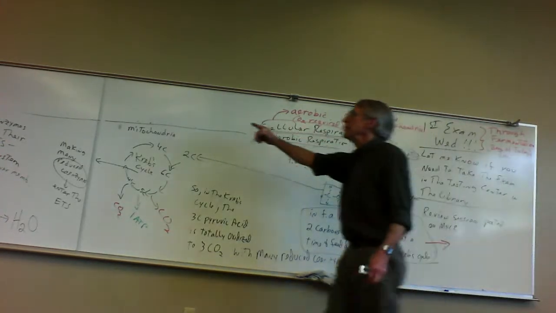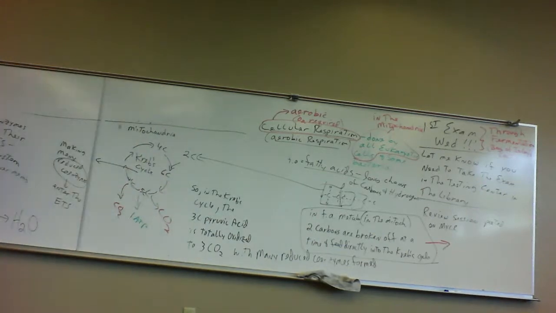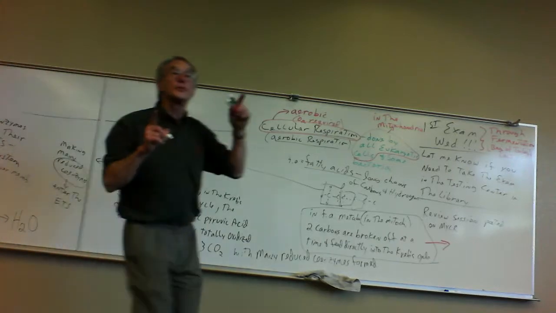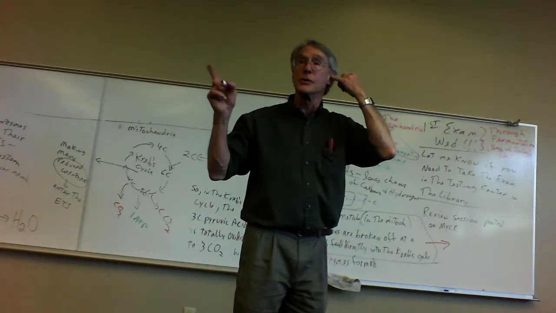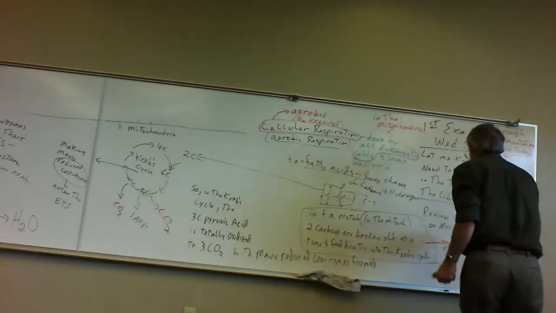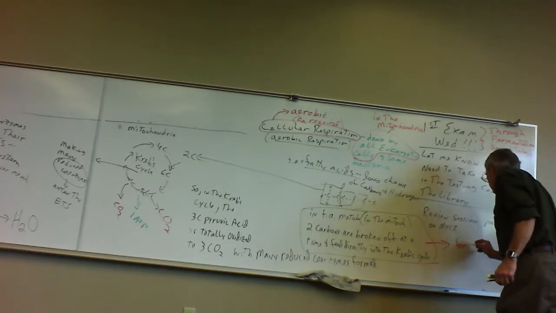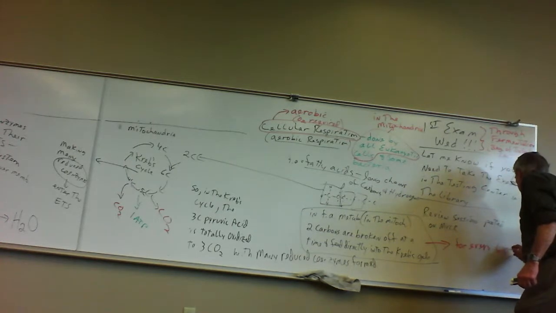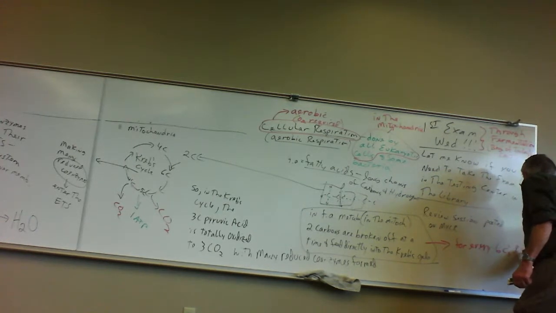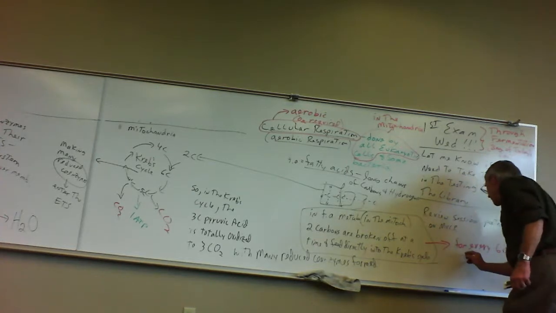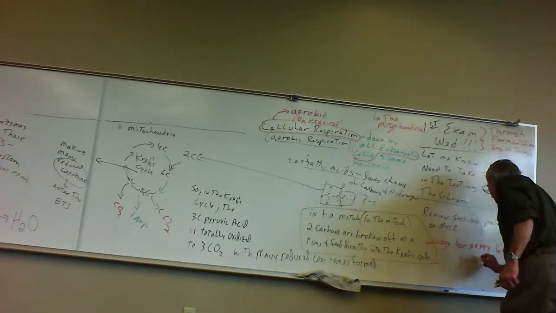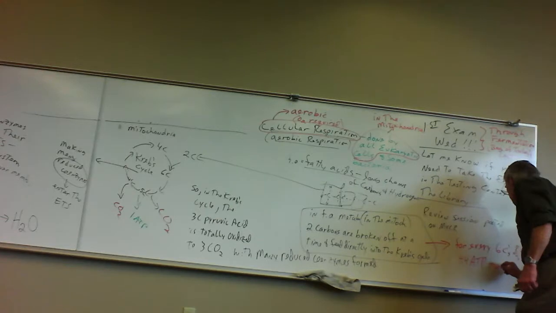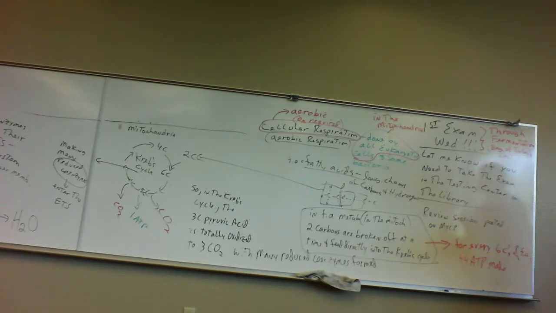Now how many ATP did we get for a 6-carbon sugar? 36. 36 total. If I take 6 carbons worth of fatty acid, just to compare the two, for every 6 carbons of fatty acid, 44 ATP. So it's a little more efficient in terms of overall ATP production per carbon.